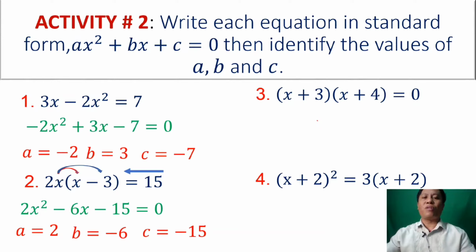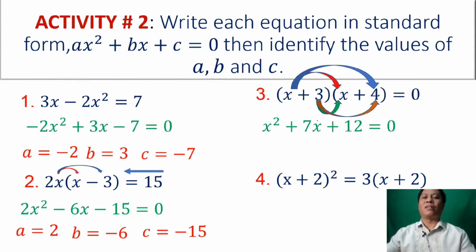Okay, let us proceed to number 3. The quantity x plus 3 times the quantity x plus 4 equals 0. So you have to expand the product: x times x, then x times 4, then 3 times x, then 3 times 4. And the result is x squared plus 7x plus 12 equals 0. And what's the value of a? 1. b is 7, and c equals 12.